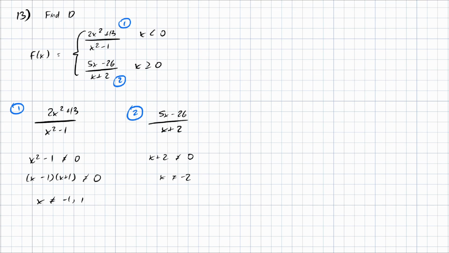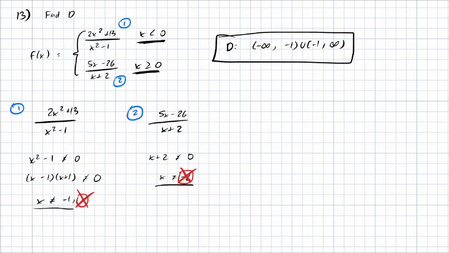Now realize, for the first one, you have a previous restriction that x is less than 0, so the value 1 can never exist in the first place. So your only restriction is negative 1. Likewise for the second one, your x is already set to be greater than or equal to 0, which means this negative 2 will never exist. So your domain ends up being negative infinity to negative 1 union negative 1 to infinity, and that is your answer.